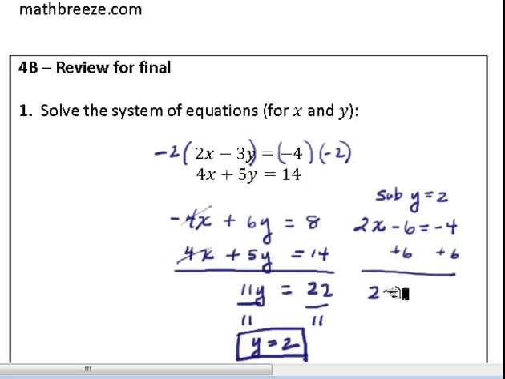And we have 2x is equal to 2. Now divide by 2. And we have that x is equal to 1. So there's the x solution, and there's the y solution. Sometimes we write this in point form. X is 1 and y is 2.